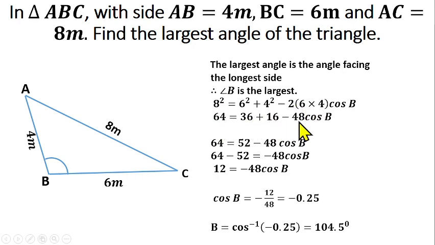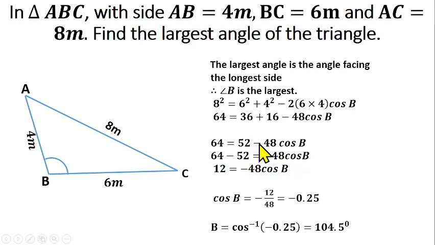2 times 6 times 4 gives us 48 cos B. 36 plus 16 will give us 52, minus 48 cos B. Now take 52 to this side and collect like terms. So we have 64 minus 52 equals minus 48 cos B.